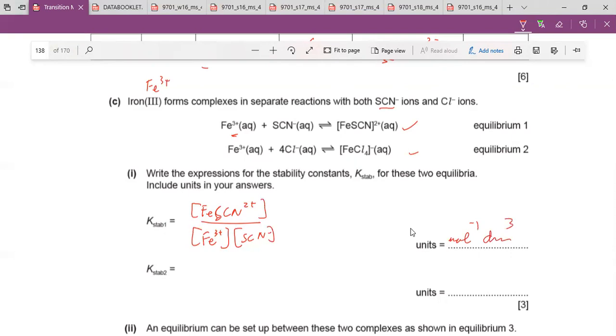Units: dm3 per mole. So here is where we are. Constant of FeCl4 minus over what? Fe 3 plus and your Cl minus to the power 4 here. Don't care about the water, don't put it in our mind. So this one cancels off. So it will be mol minus 4 dm12.